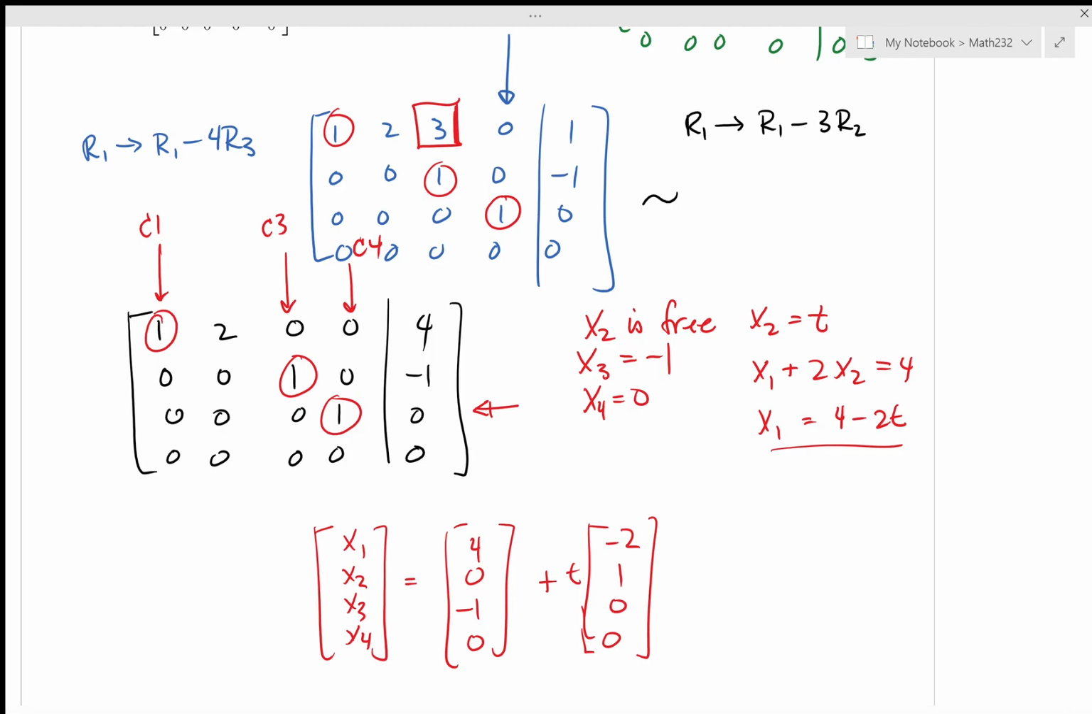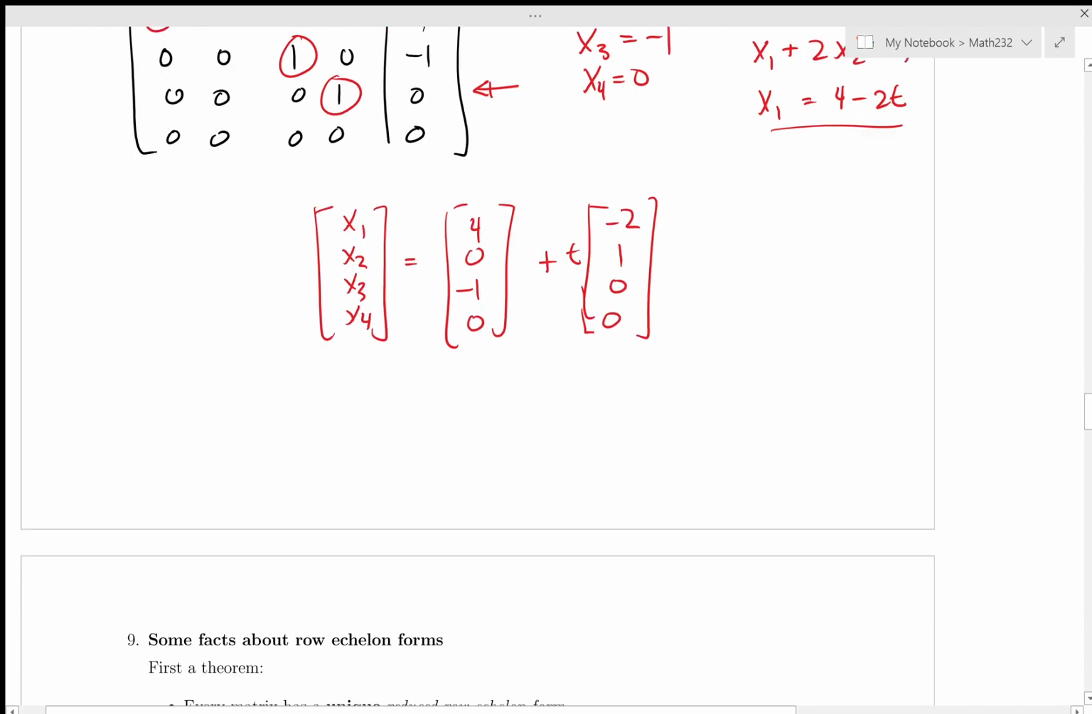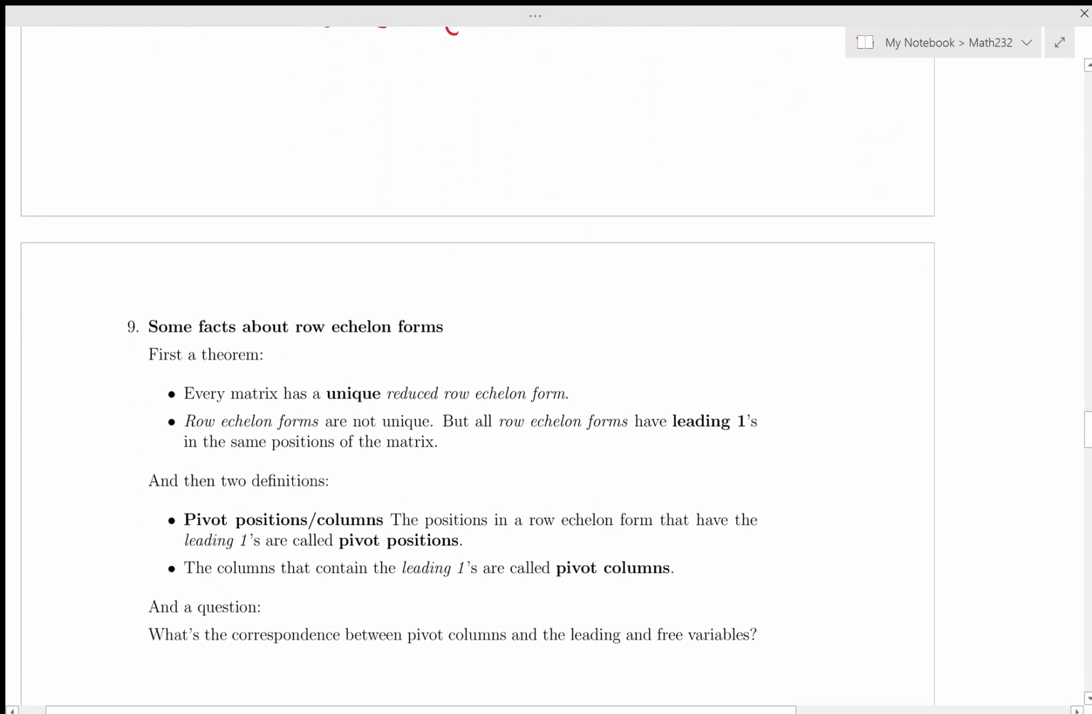So the idea is we take any augmented matrix representing a system of linear equations. We use Gaussian elimination to get it to row echelon form. Then we can continue and use Gauss-Jordan elimination to get it to reduced row echelon form, at which point we can simply read off the solution to the system of linear equations. This is an algorithmic way of solving systems of linear equations, and we are going to use this a ton.